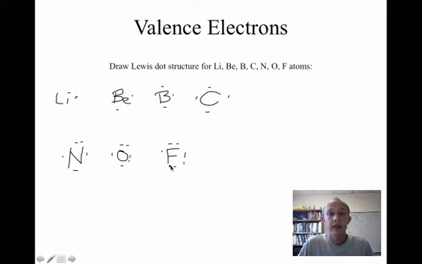You want to pay attention to how many unpaired electrons each atom has, because typically the number of unpaired electrons is going to be the number of bonds that atom is going to make if it's neutrally charged. So neutrally charged carbon makes 4 bonds, neutrally charged nitrogen makes 3, neutrally charged oxygen makes 2, and neutrally charged fluorine typically makes 1 bond.